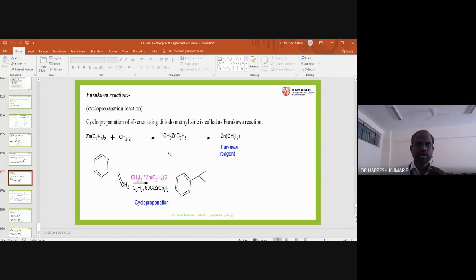So this is the advantage. So what you can observe here, diethyl zinc. When diethyl zinc is treated with iodomethane, what will it do? There will be a new bond formation between this methyl group and this zinc.